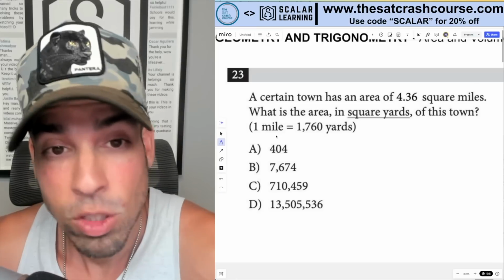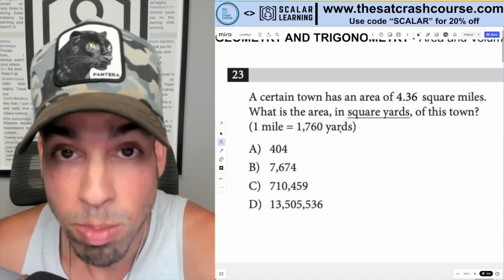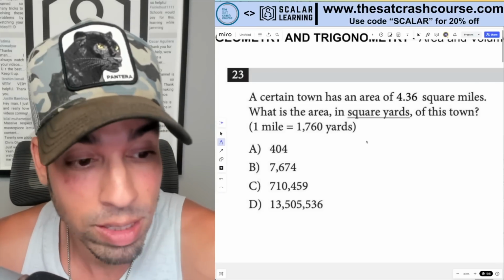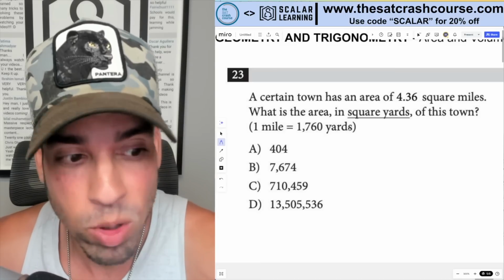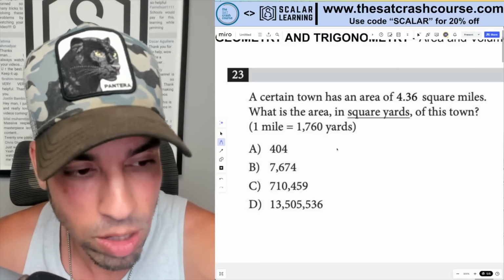Done. Now this one is an area and volume problem, and I definitely think we're going to see something like this. And I'm going to give you a couple of things that you need to remember in order to be successful on questions like this.